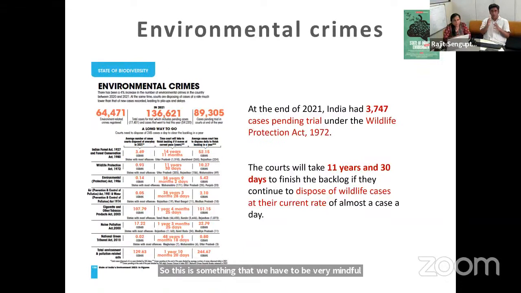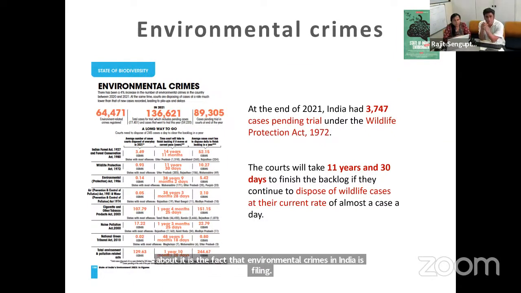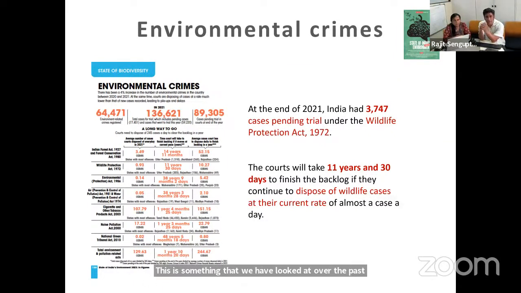Finally, we have also looked at an extension of this, to broadly talk about environmental crimes in India. This is something that we have looked at over the past years as well. Over here, what we've looked at is the different environmental crime cases that are registered and that go to court. The 64,471 number is the number of cases that were registered for environment in 2021.